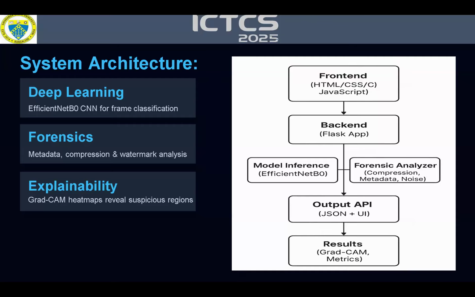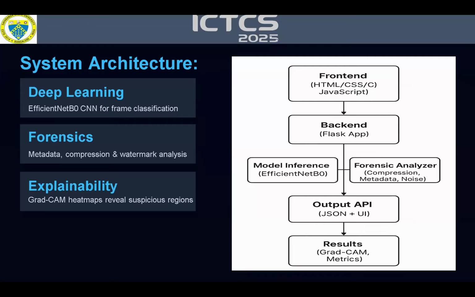So in the deep learning part, if I explain these components parallelly, EfficientNet CNN performs frame level classification to detect the visual inconsistencies. Then the forensics analyzes the metadata, compression artifacts, and watermark tampering as independent evidence. And then the explainability, that is GradCam, generates heat maps that reveal which regions of the frame influence the model's prediction. All three streams contribute to the final decision, creating a multi-layered defense.